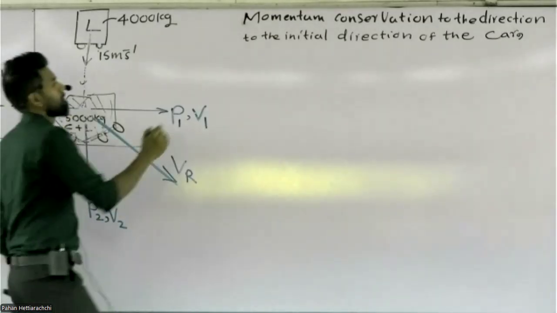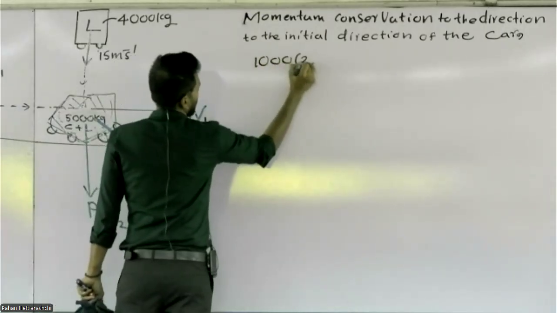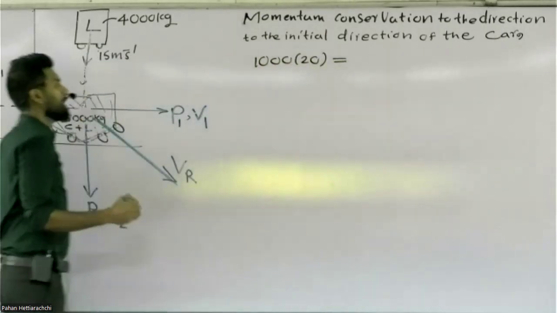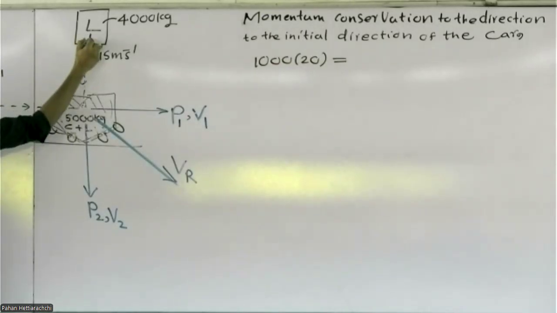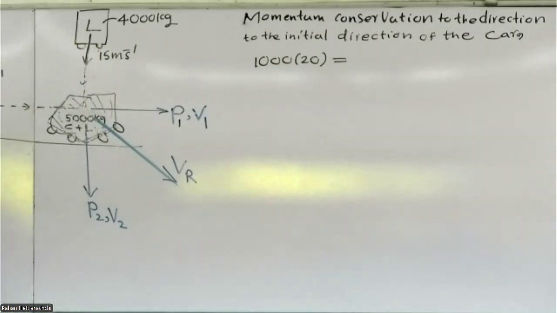1000 into 20. Mass is 1000, velocity is 20. When I am considering the initial direction of the car, the initial direction of the lorry is perpendicular to that, so perpendicular vectors do not affect. So what is the initial momentum in the direction of the car? Only 1000 into 20. 4000 into 15 is perpendicular, it does not affect.